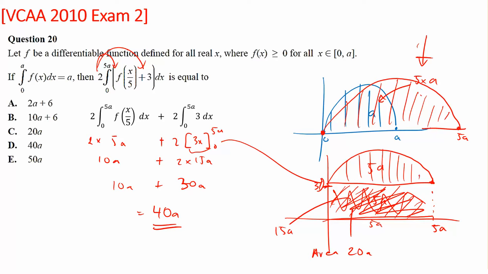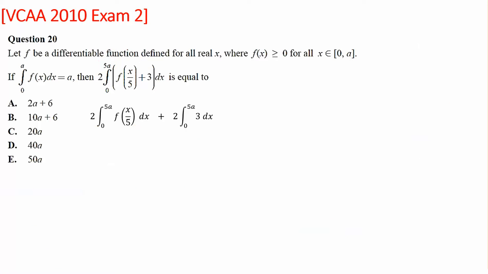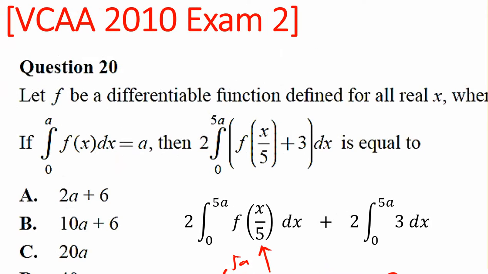Yes, Lachlan? As in this part? Wait, hold on a second. So you're saying if this is over 5, shouldn't the area f of x over 5 between 0 to 5a equal to a? Is that what you're asking? Sorry, can you say it again?